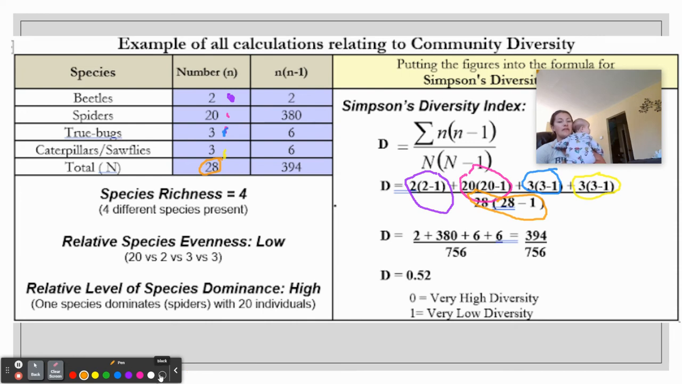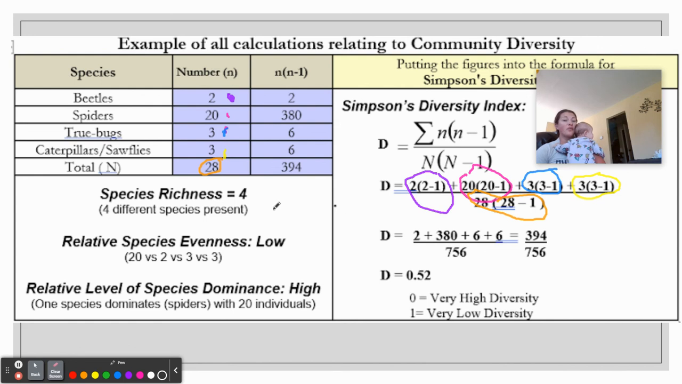Okay. So in this example here, we have extrapolated all of the math down to add everything up. So we end up with 394 divided by 756. And that gives us a Simpson's Biodiversity Index, D equals 0.52, where 0 is, that's actually flip-flopped. So 0 is going to be very low diversity and 1 is very high. So 0.52, that's right in the middle. Okay, so it's right in the middle.